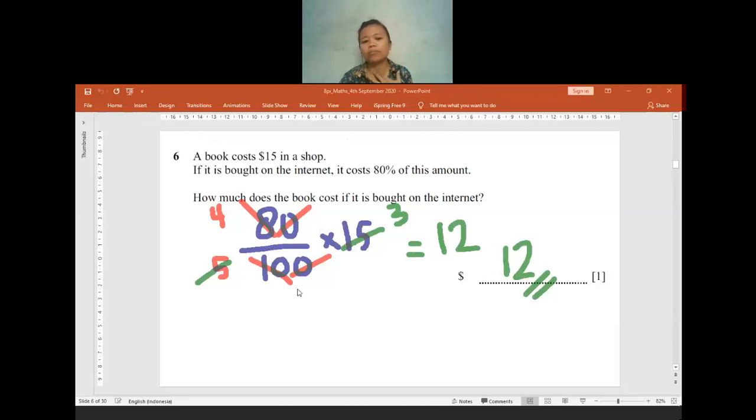Maybe next time. Okay. Is it visible already, Ken, or is it still not visible for you? Teacher, it's visible. Okay then, I will move to question 7.